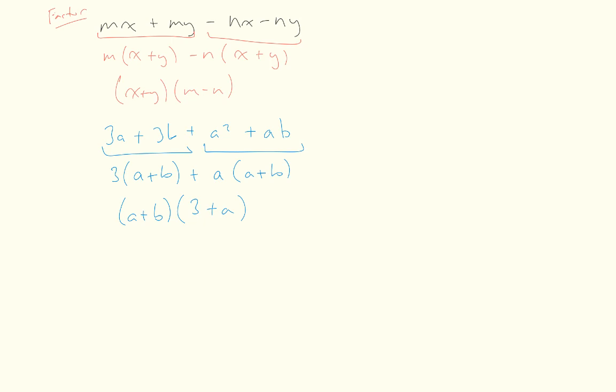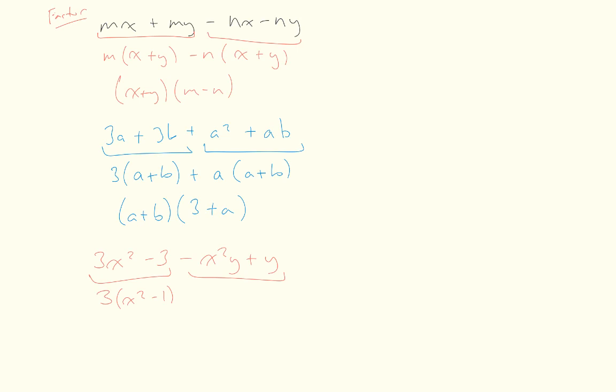So factoring by grouping, fairly straightforward. Here's an example that's worth noting, something like this. 3x squared minus 3 minus x squared y plus y. I'll take a look at this and say, well, out of these first two, I could take out a 3 and I'm left with an x squared minus 1.